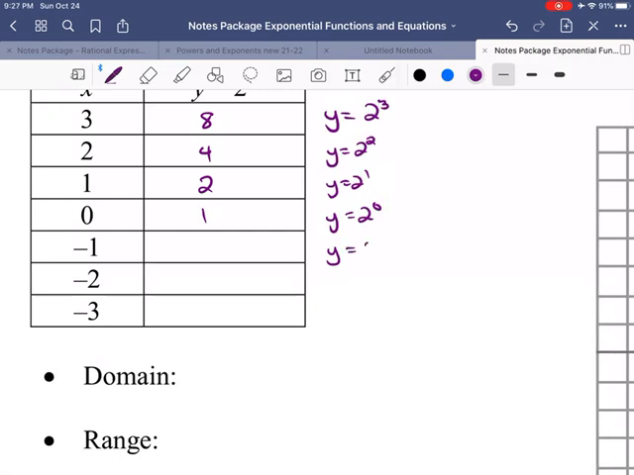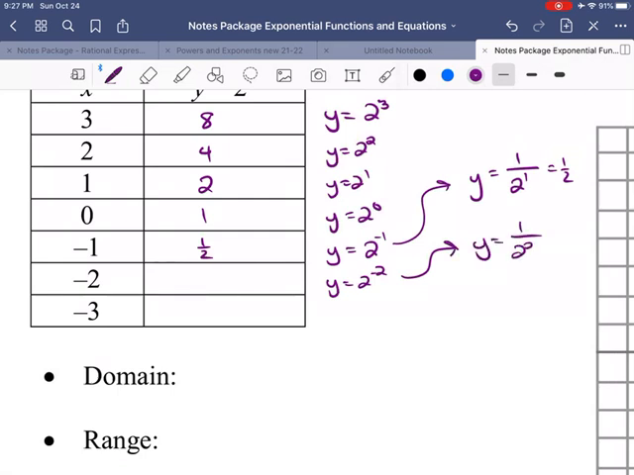So y is equal to 2 with an exponent negative 1. And negative exponents, if you recall from grade 10 or 11, are going to be the same as 1 over the same base, but with a positive exponent. So that's going to simplify to 1/2. And then it follows that 2 to the negative 2 is the same as 1 over 2 to the positive 2, which gives us 1/4. And then lastly, y is 2 to the negative 3 gives us the same value as 1 over 2 cubed, which is 1/8.